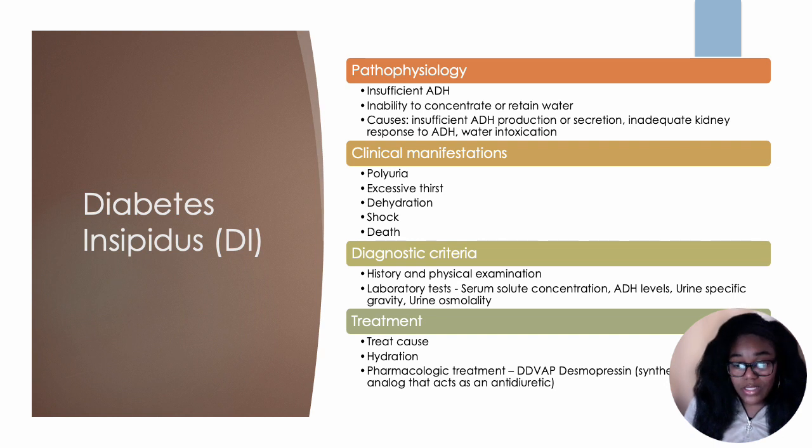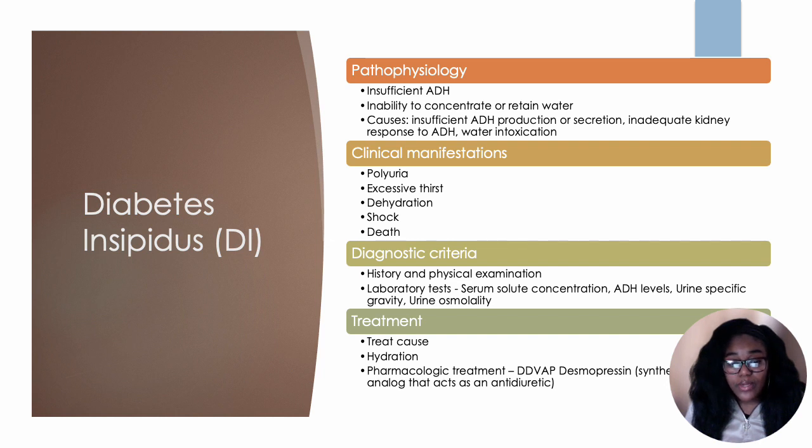So as far as your diagnostic criteria, you have to have a history and physical examination. And normally they do your laboratory tests. So they'll pull your serum solute concentration. They'll look at your metabolic panels, of course. You'll look at ADH levels, urine specific gravity, and your urine osmolality. You may even see hypernatremia because these individuals are dry. So salt does essentially make you dry, especially if you are not retaining water well. So you have more of a solute in the body than a solvent. So you may see hypernatremia in individuals like this as well.